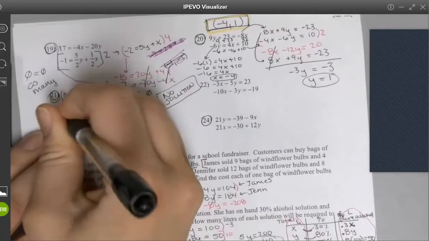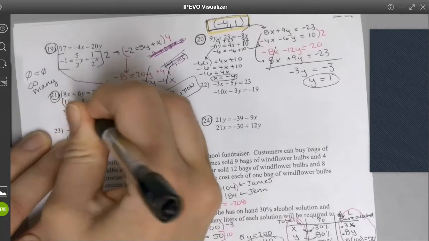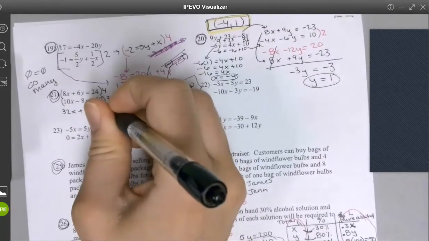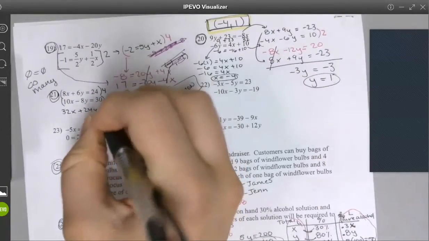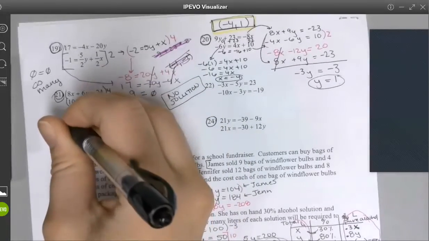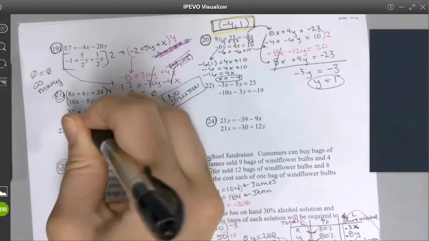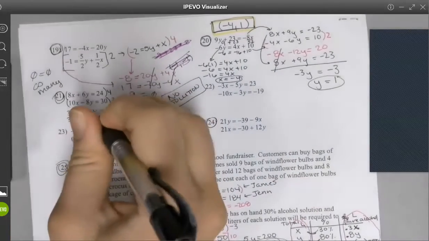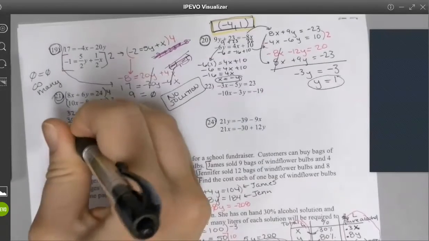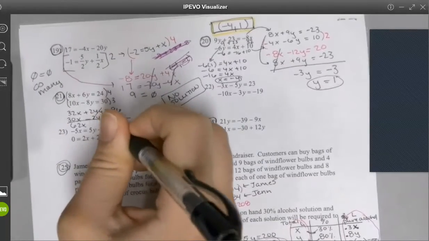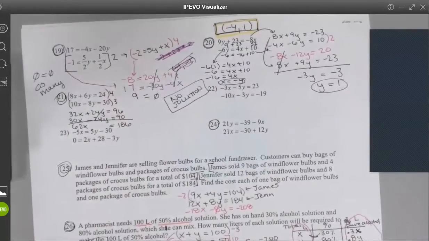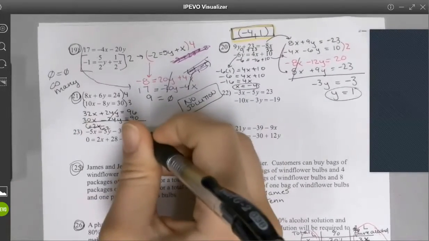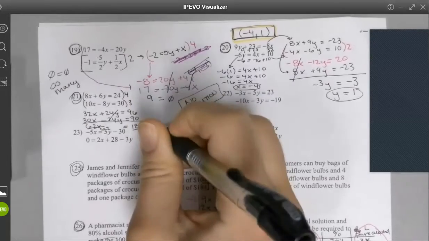So that makes my first equation become 32x plus 24y equals, and then 24 times 4, 96. Multiplying by 3 gives me 30x minus 24y equals 90. Now my y's will cancel, and I have 62x equals 186. Dividing by 62, this goes in 3 times.